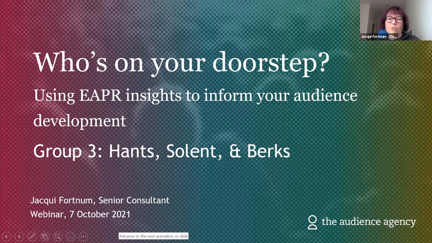As Katrina said, today we're going to be looking at the area profile reports that cover Hampshire, the Solent and Berkshire. There are 4 reports and we won't have time to go through all of them in a huge amount of detail, but the data that's presented in them is exactly the same in each report. So we'll look at one in more detail and then you'll be able to use the others as relevant.